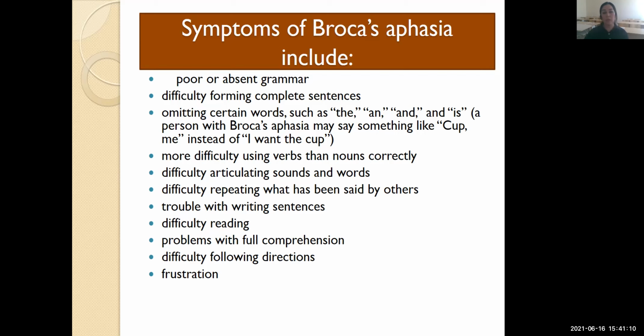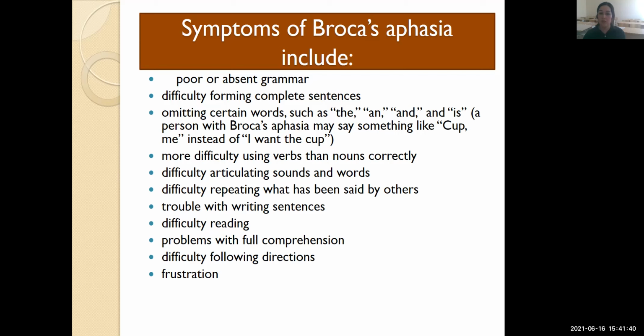The next one is more difficulty using verbs than nouns correctly. So they have difficulties with using verbs. It is difficult for them to use verbs. That's why they mostly use just separate nouns. The next one, difficulty articulating sounds and words.